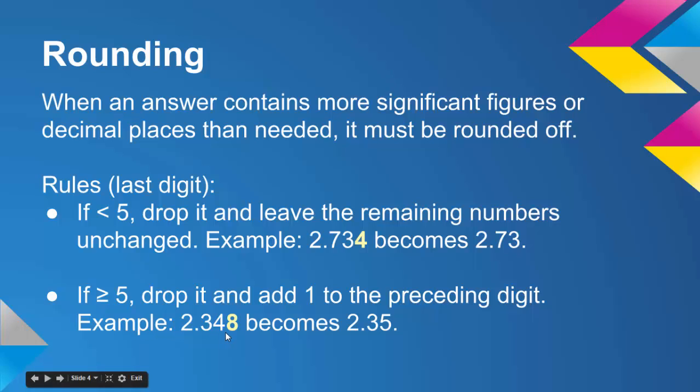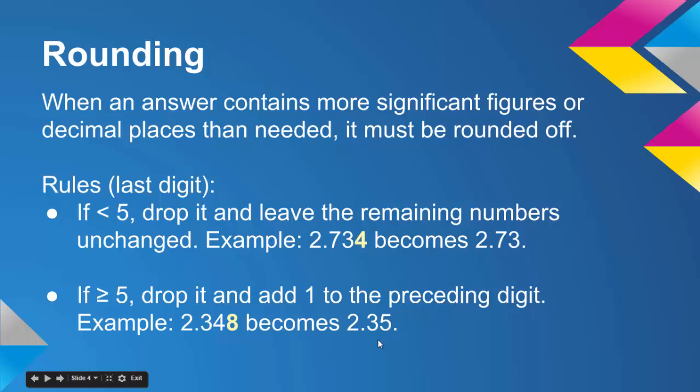For example, here we want to round to the hundredths place. So we look at the thousandths and we see it's an 8. This is greater than 5, so we're going to drop this number, and don't forget, we have to add 1 to the preceding digit in the hundredths place. So our answer is 2.35.